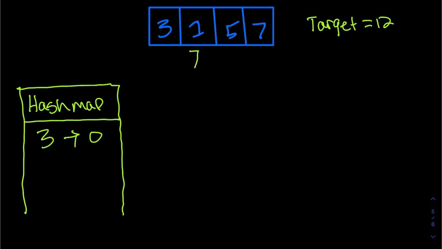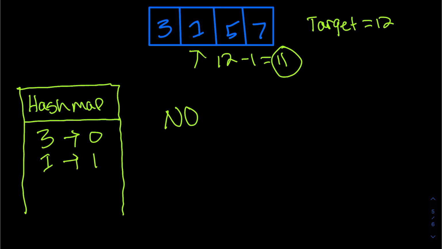And then what we do is erase all this, increment our index to the value of 1, and now we ask the same question again. What number do we need to add to 1 to get 12? And we'll go 12 minus 1 equals 11. Have we seen 11 before in the array, or is 11 in the hash map? The answer is no again. So we add 1 to the hash map with the value of its index, which is 1.